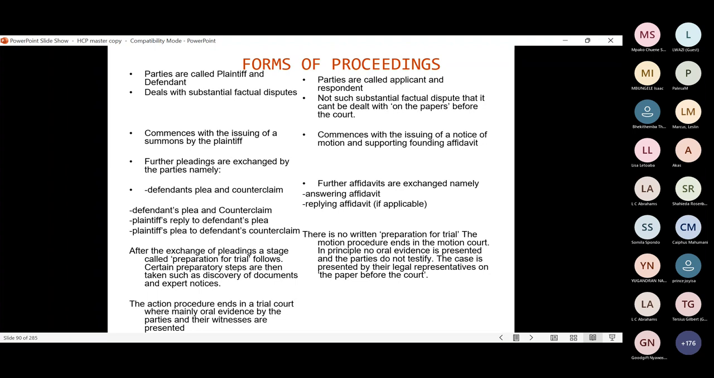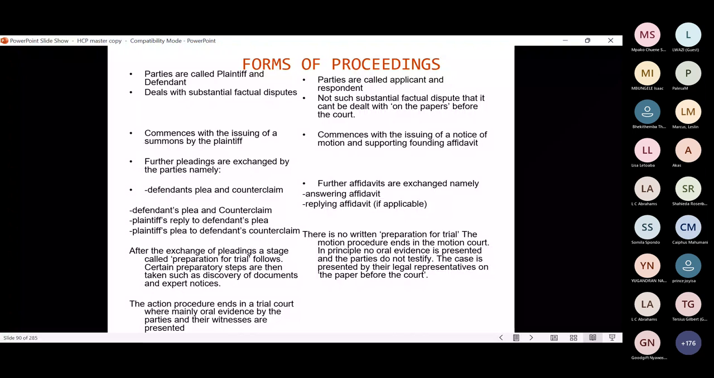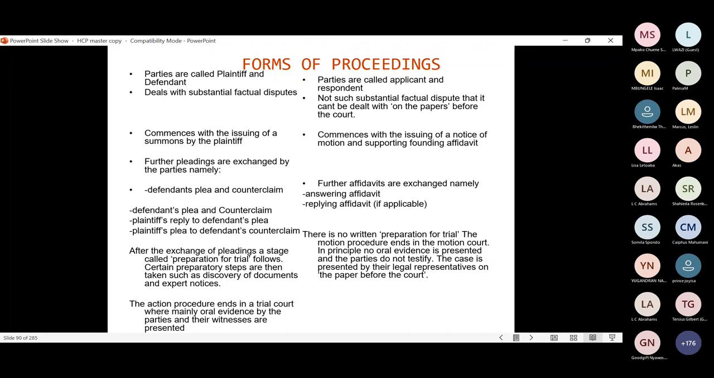The motion procedure ends in the motion court. No oral evidence is presented. The case is argued on the papers before the court. Right. So once you have done the practical arrangements in the action procedure, you get to the trial where you're going to call your witnesses and lead oral evidence. Your witness is going to be subjected to being cross-examined by your opponent. And after that, you would argue the matter based on what evidence was led. Okay, so you can see that the action procedure is actually longer than the application procedure.